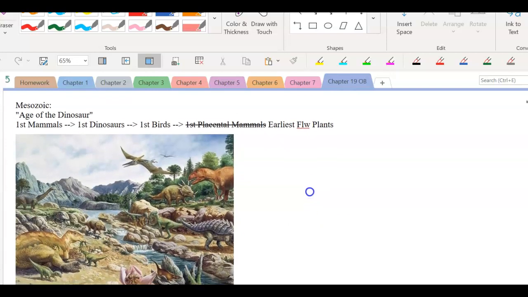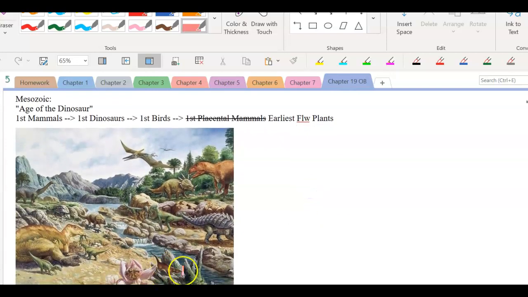Mesozoic is the age of the dinosaur. We see the first mammals. Here's one right here. They're just small, rodent-like. We're talking about the pouched mammals, the marsupials. We're talking about the platypus, which could lay eggs. We see the first example of dinosaurs. We see the first birds. I mistyped that. The first placental mammals will actually be in the Cenozoic, so that's why I crossed it out. And we see the first flowering plants. And you can see evidence of that in the diagram.